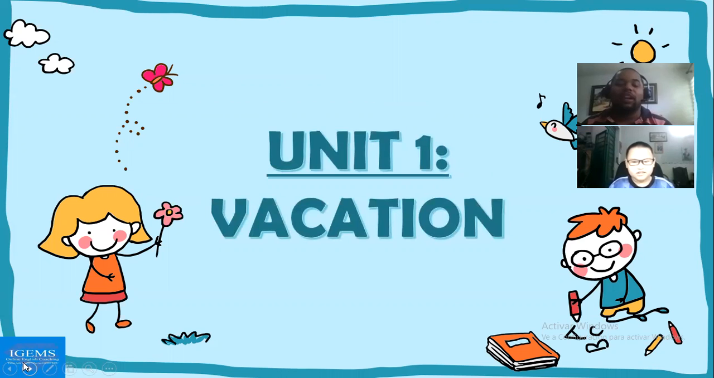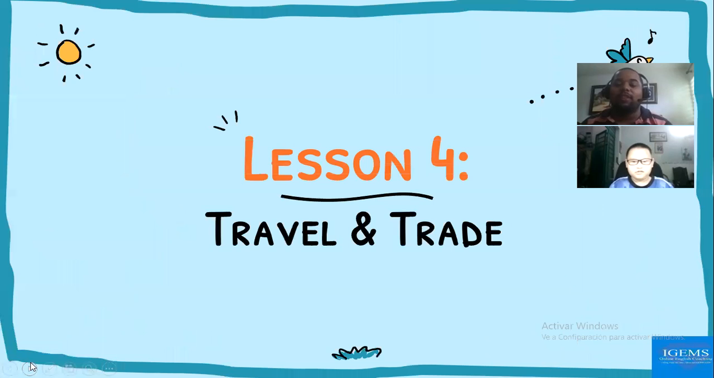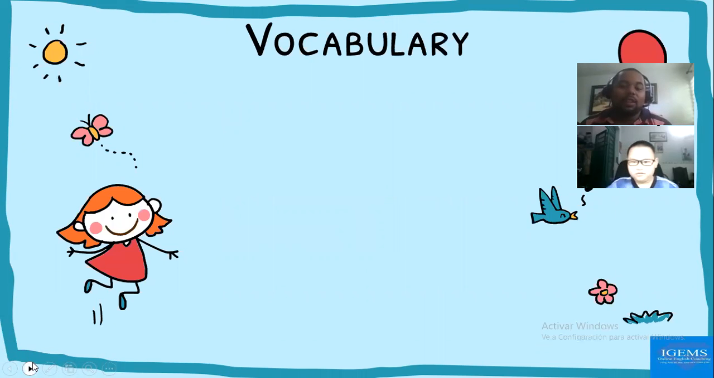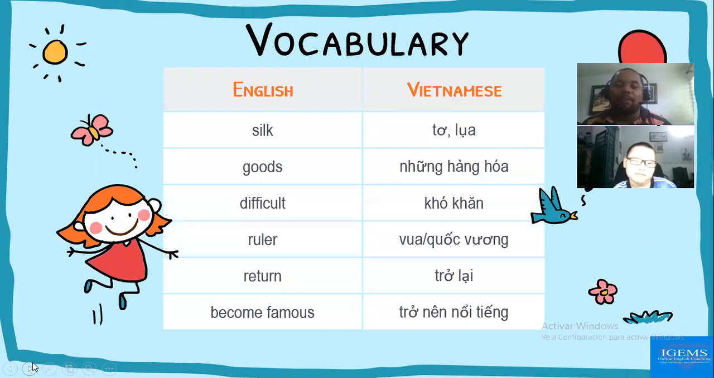This is our unit, vacation. Our today's lesson is travel and trade. Do you know what it is to travel? And trade, like commerce, to make money, to sell something. That is today's vocabulary.